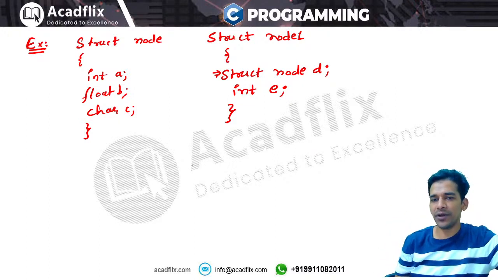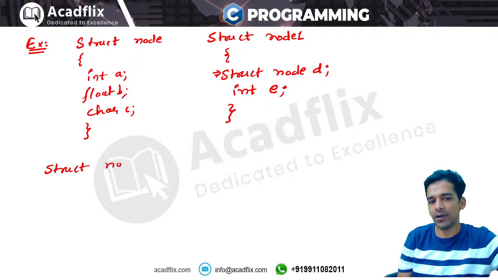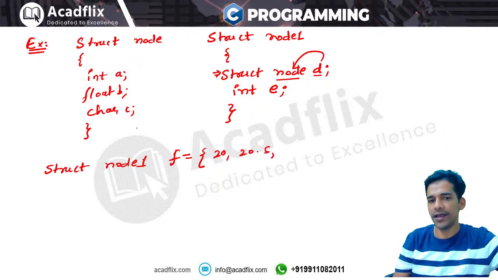So in this case, let us say if you want to assign values to node1, I am declaring a new variable of node1 type, let us say some variable f. In this I am assigning a value. The first member is d and that is node type. So first I will assign the values to all these, that is 20, 20.5 and character c, let us say a, right? And then I have the second member, e, that is also integer type, so I can say 30.